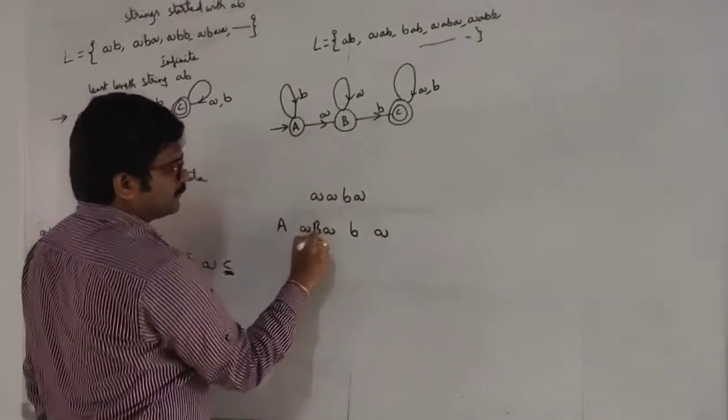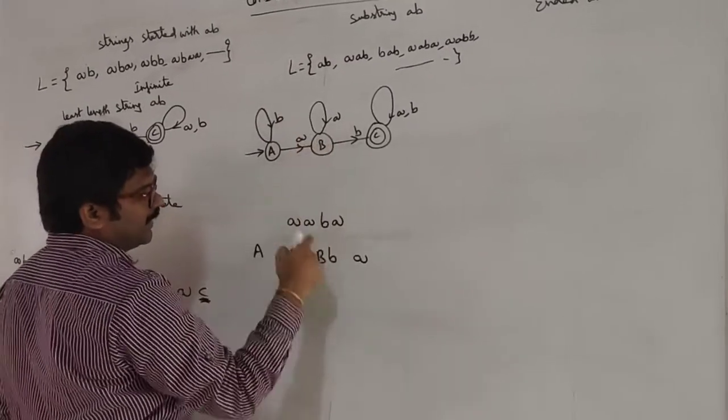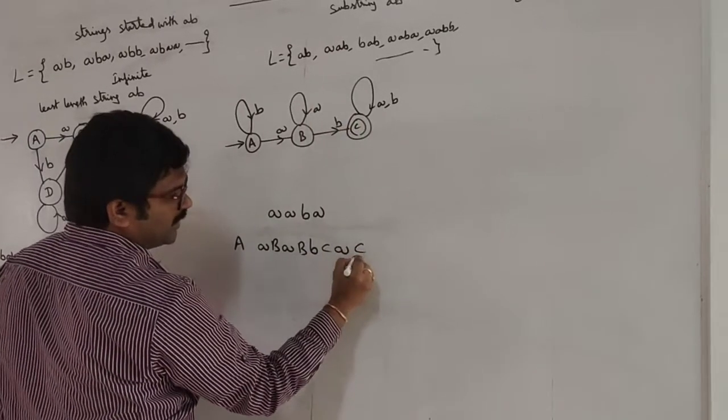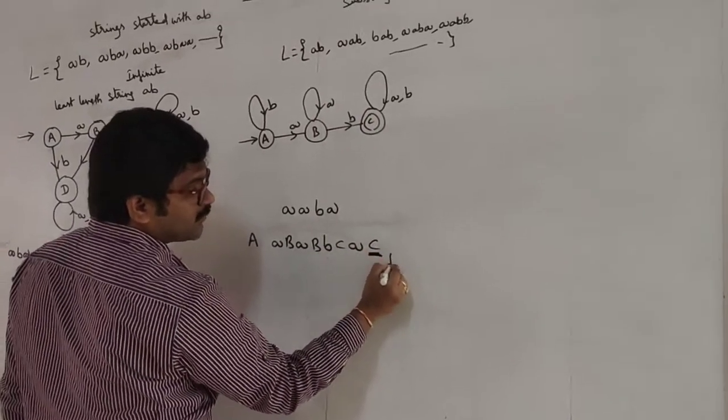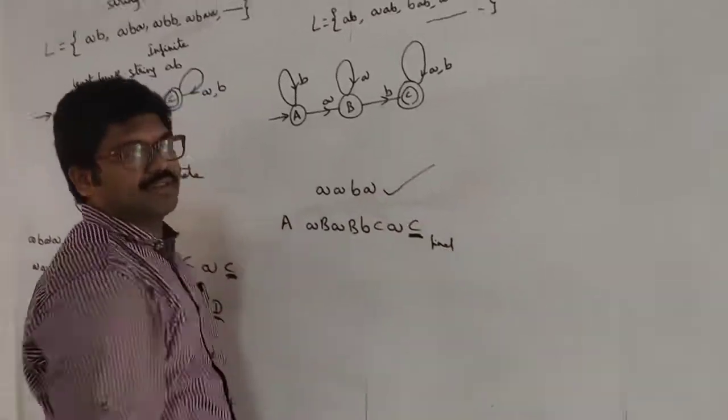On A, I am moving to B. Then B, A, I am getting B. So B only. On B, I am reaching C. On C, A, I am reaching C. What state did I get? Final state. So it is a final state, therefore I should accept this.